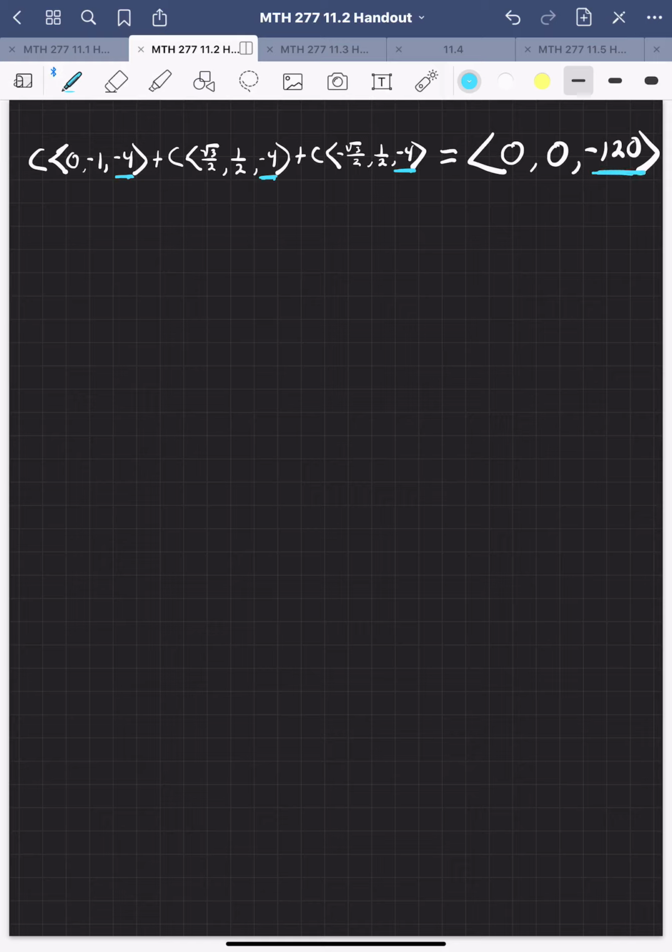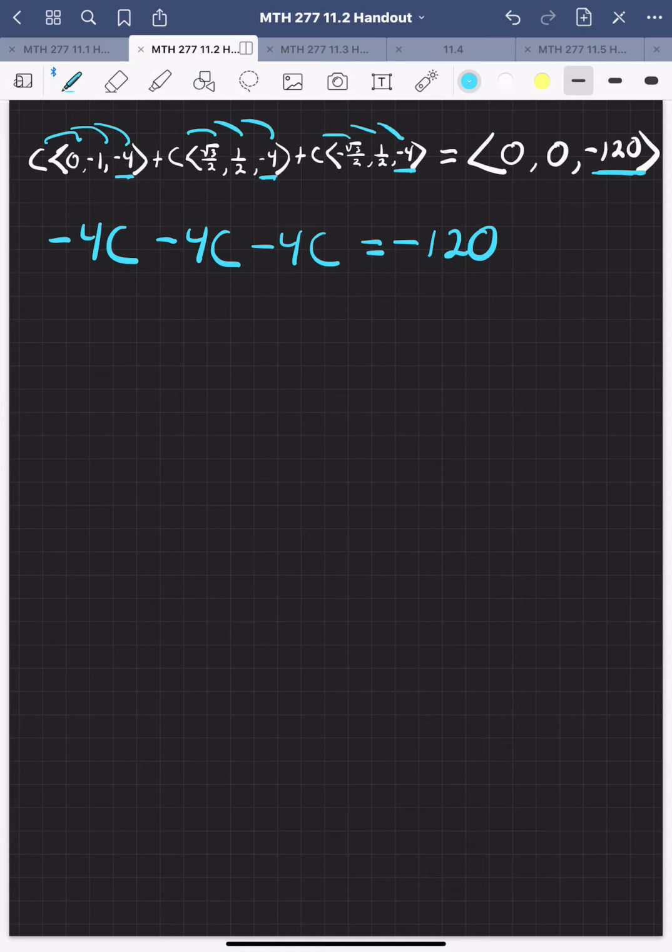So what does that look like? It's going to look like this. So I have negative 4c minus 4c minus 4c has to equal negative 120. That makes sense? We're just distributing a c and setting it equal to, everything's going to cancel with the x's and y's. And let's finish it up. So that's 4, 4, and 4. So that's negative 12c equal to negative 120. Therefore, c is equal to 10.